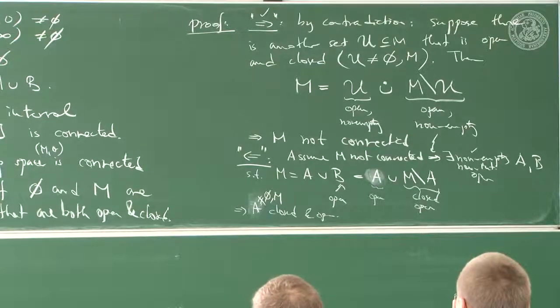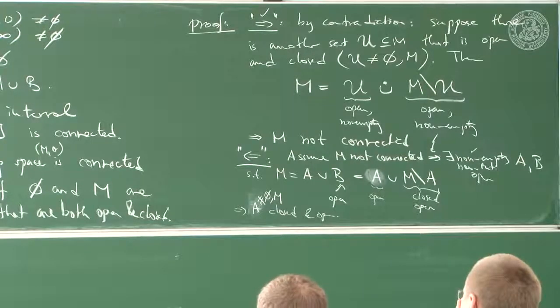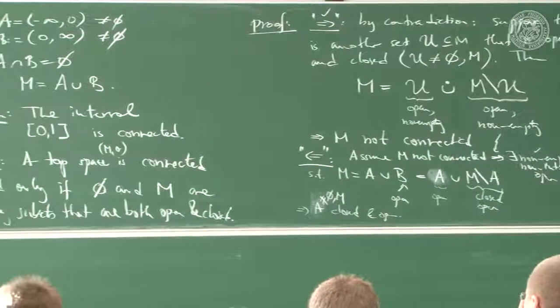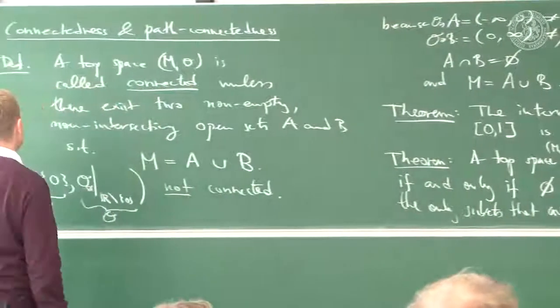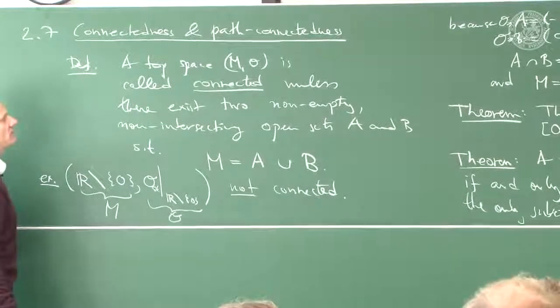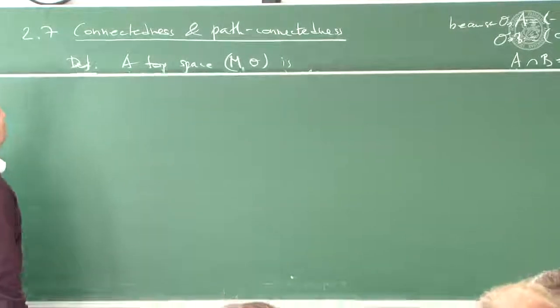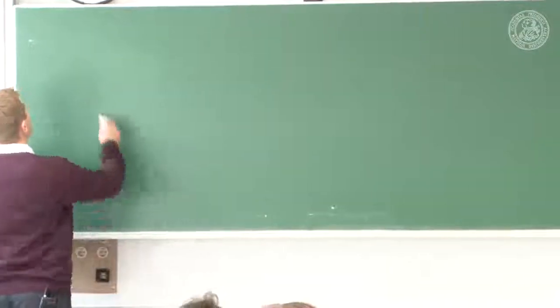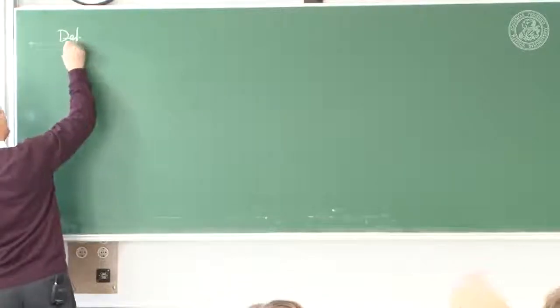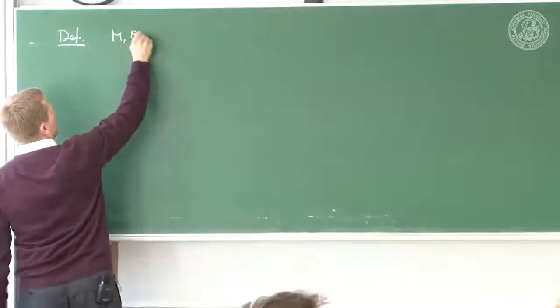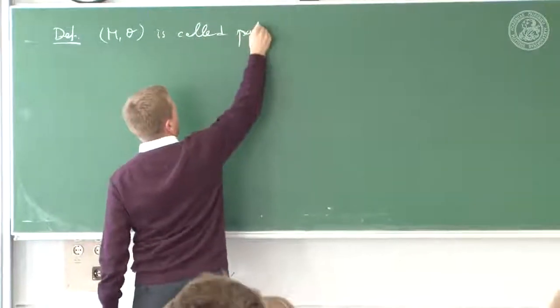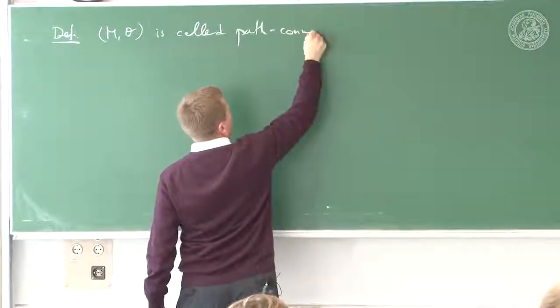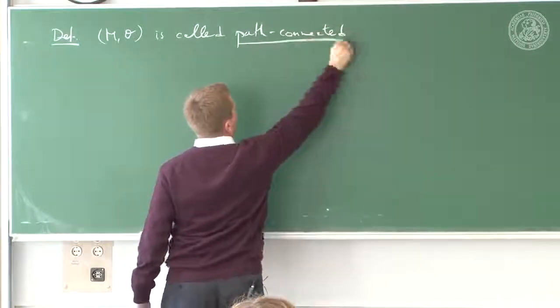Now, intuitively, there is another notion of connectedness, namely if you can walk from one place to the other along a continuous curve. And in fact, that's a stronger notion of connectedness, which is also very important. Definition: a topological space M, O is called path connected.